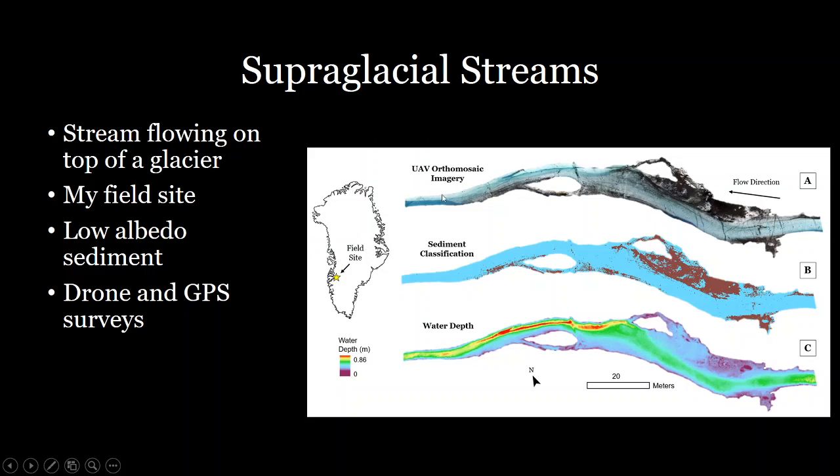So this is the clipped image of the superglacial stream that we just saw, just the imagery from the drone. And then we can classify that sediment or clean stream using GIS. So for example, we can see in the imagery that this area has a lot of sediment, and we can use GIS to classify it as such and get a percentage of the stream that's covered in sediment. And then we can use the GPS measurements in order to get the water depth, and we can relate the sediment that's being deposited to the water depth of the stream.